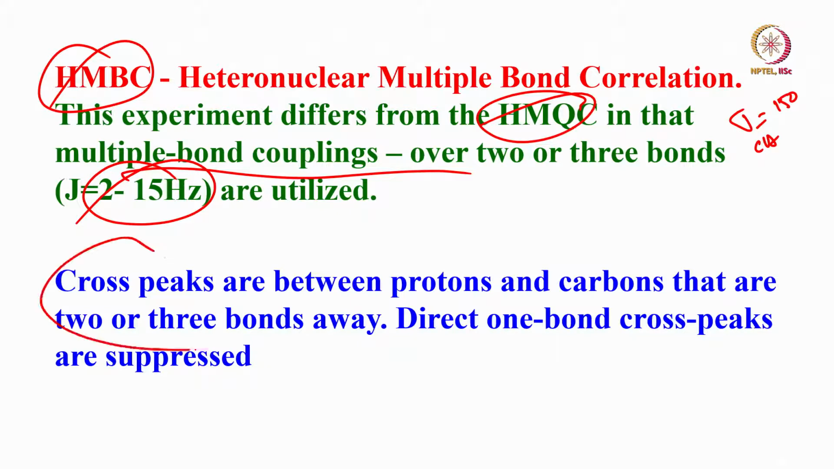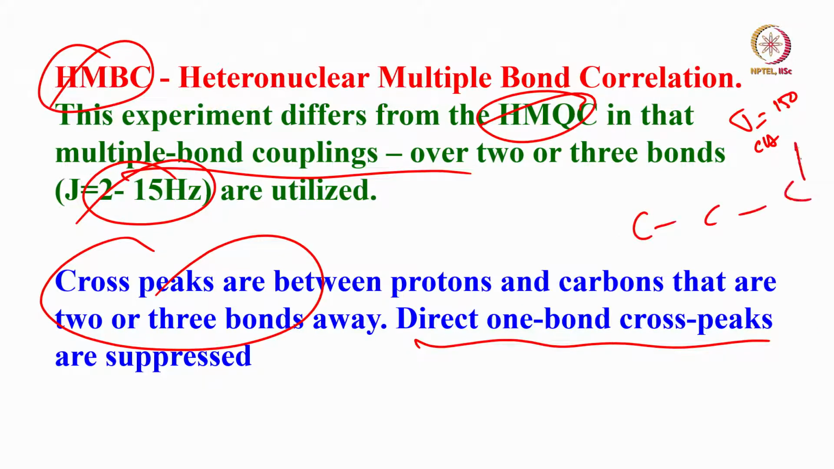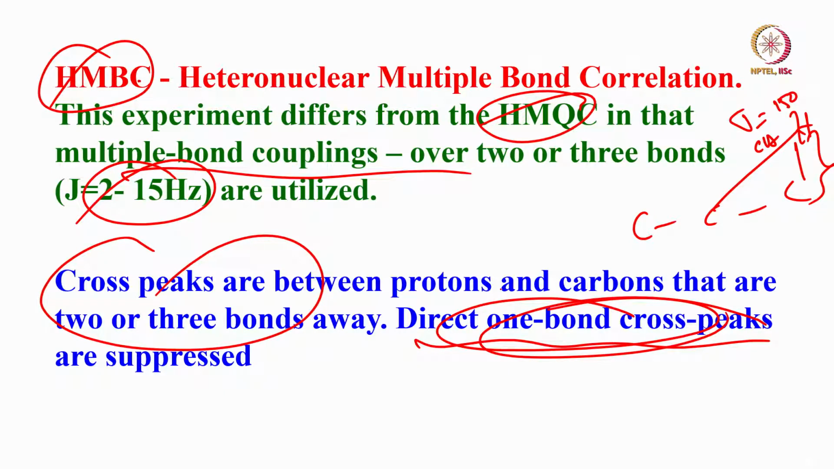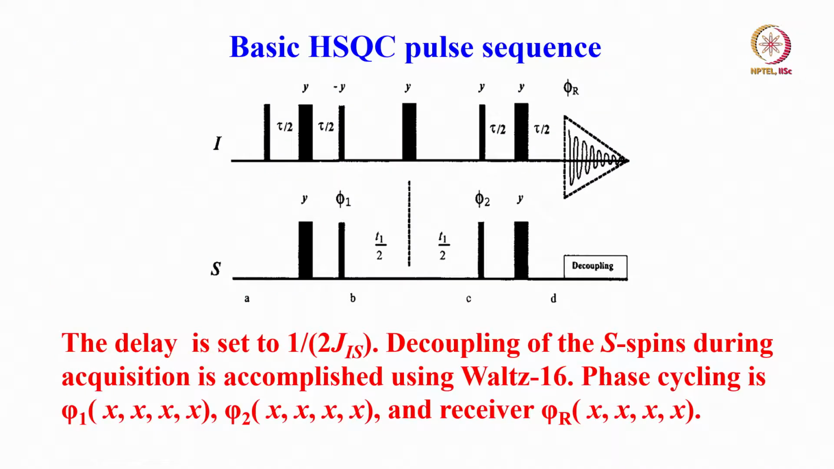But now you may ask me a question: in HMBC, what will happen to the one-bond peaks? If I look at a molecule like this and there is a proton here, there is a direct one-bond correlation that also gives a cross peak, and this also gives a cross peak. What will happen to the direct one, which anyway we are getting from HSQC? In HMBC we suppress this one. We detect only the long-range correlation over 2 or 3 bonds. Direct one-bond correlation peaks are suppressed.